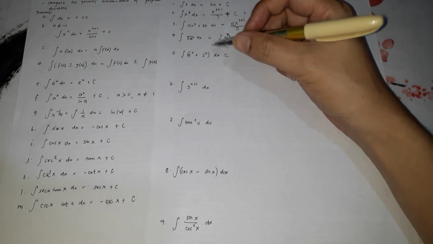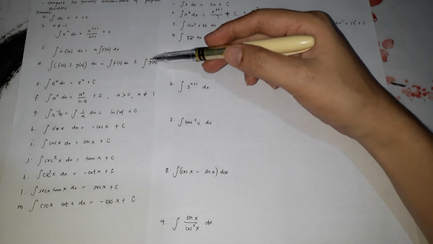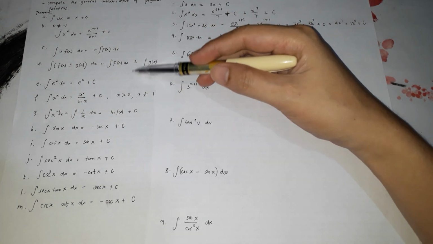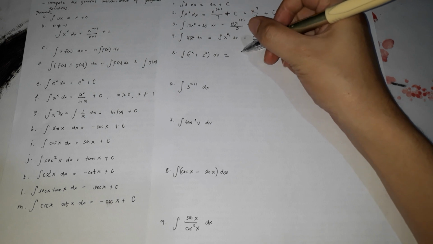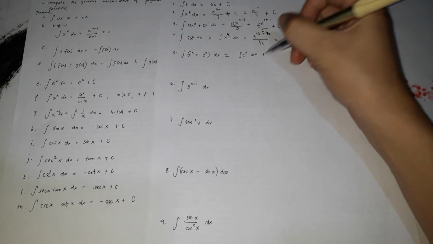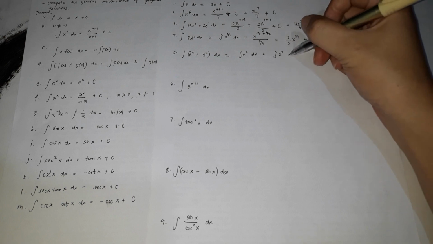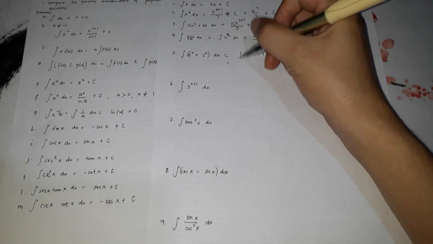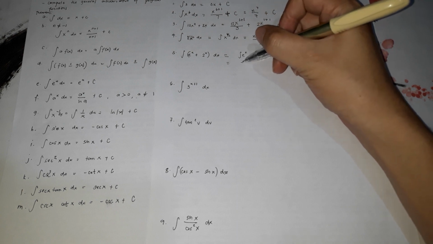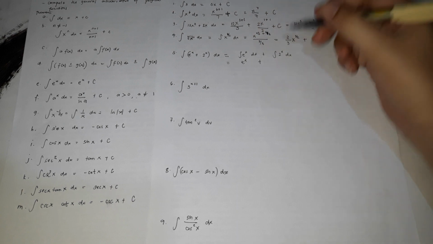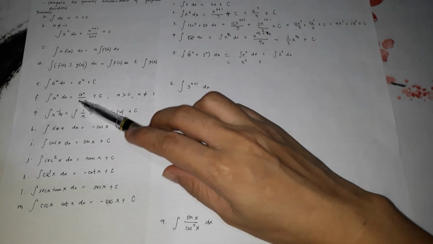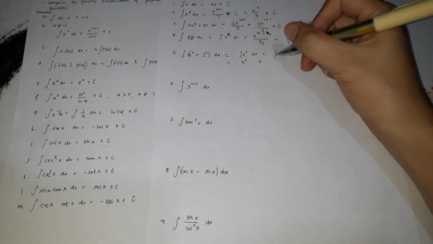For number 5, so we're going to use letter D and then letter E and then letter F. So D, E, F. So ang una mong gagawin para i-distribute mo muna yung integral sign plus 2x dx. So for this one, the antiderivative of e to the x is the same, e to the x, plus ang antiderivative ng 2 to the x is, just copy 2 to the x first.